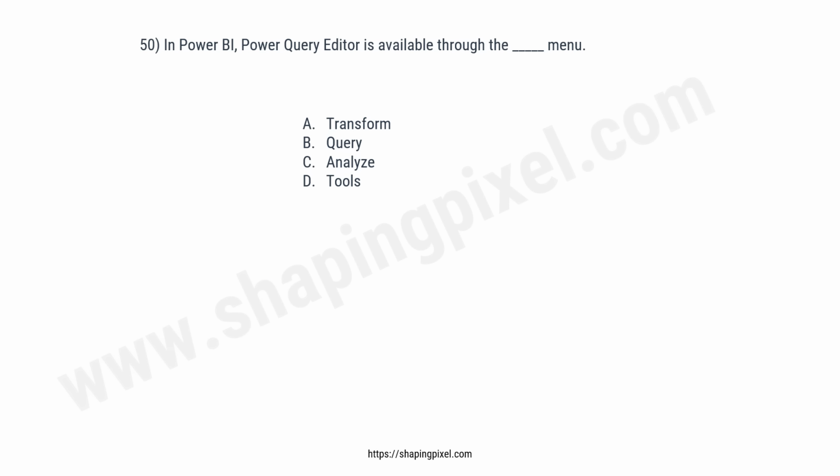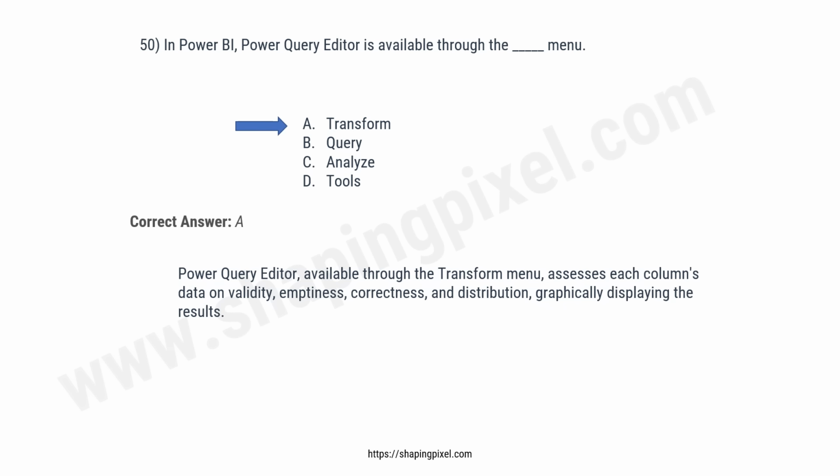Question number 50. In Power BI, Power Query Editor is available through the dash menu. And we have four options. Option A, transform, query, analyze tools. So the right answer here is option A, transform. Power Query Editor, available through the transform menu, accesses each column's data on validity, emptiness, correctness, and distribution, graphically displaying the results.